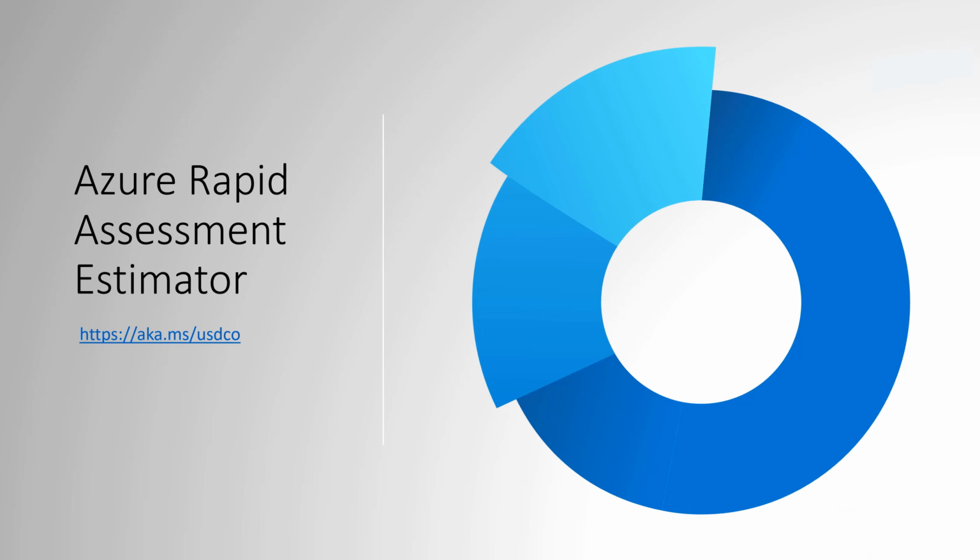The next tool we're going to take a look at is the Azure Rapid Assessment Estimator, or ARAY for short. You can download this estimator from aka.ms/USDCO. While the online calculator is great for estimating a few servers that are similar, you can see that it can become a little cumbersome if you're trying to estimate an entire data center with very unique virtual machines and requirements.